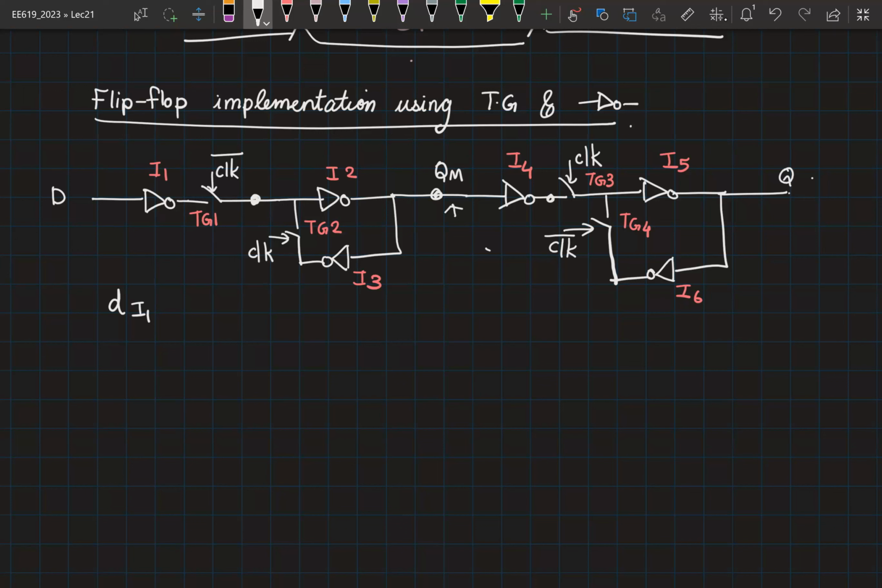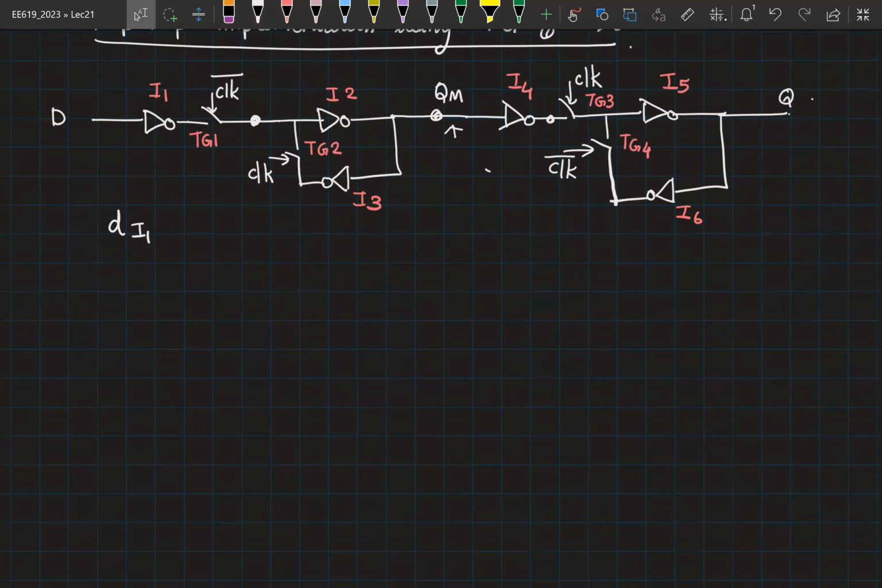It should settle where? It should settle at QM. What do you mean by that? When you say it should settle at QM, it should not enter into metastability, right? So I'll give you a waveform to try out, and that should help you figure out what this is.